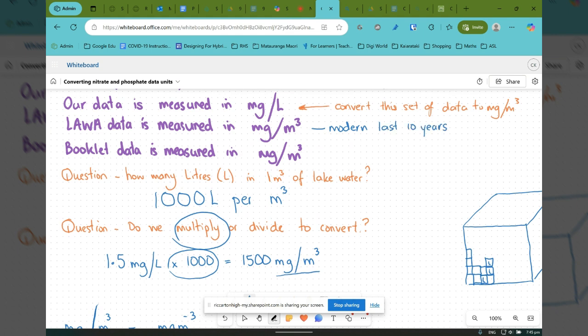And the booklet data is old, from 1973 to 1994. 1973 was 52 years ago. So that data is old. Just because it's old doesn't mean it's wrong, okay? It is valid. It was measured accurately at the time. And the point of comparing all three, our data plus the LAWA data plus the booklet, is to look at trends over time, okay? All good? Okay.